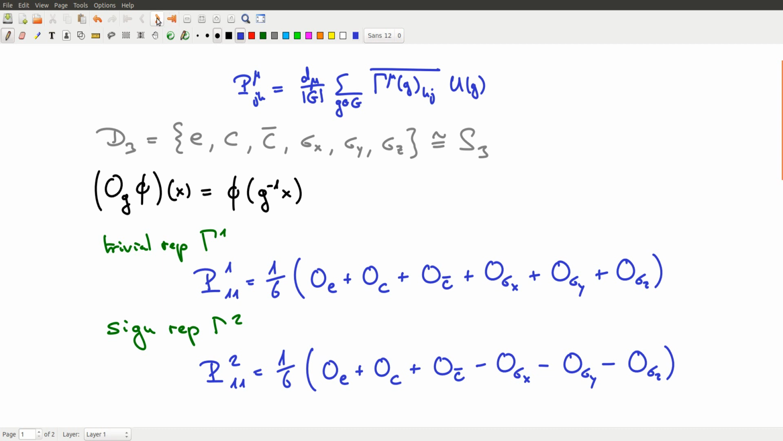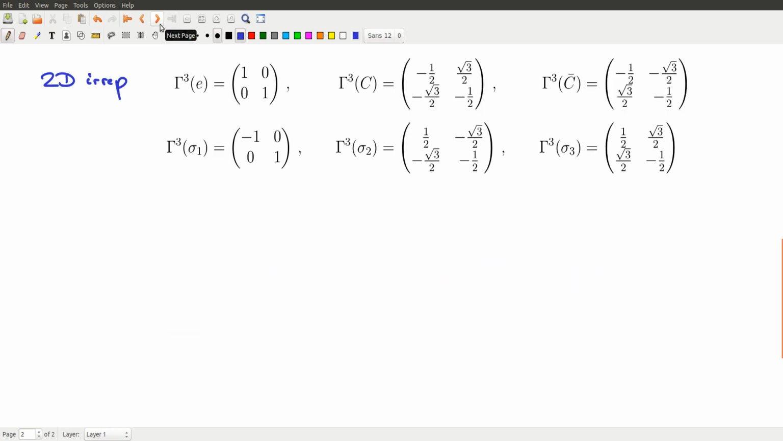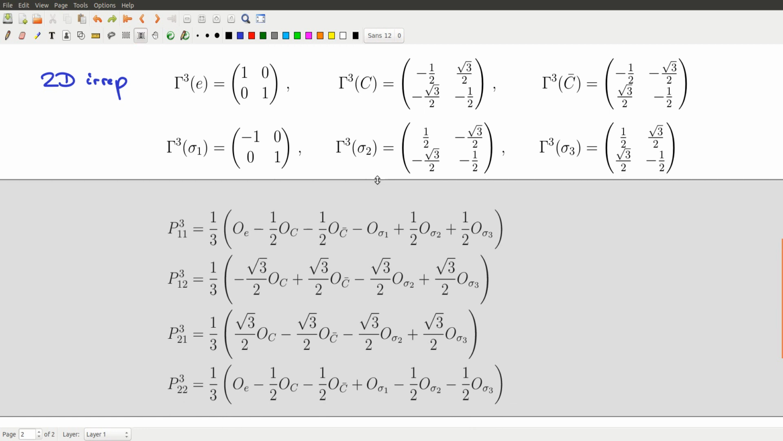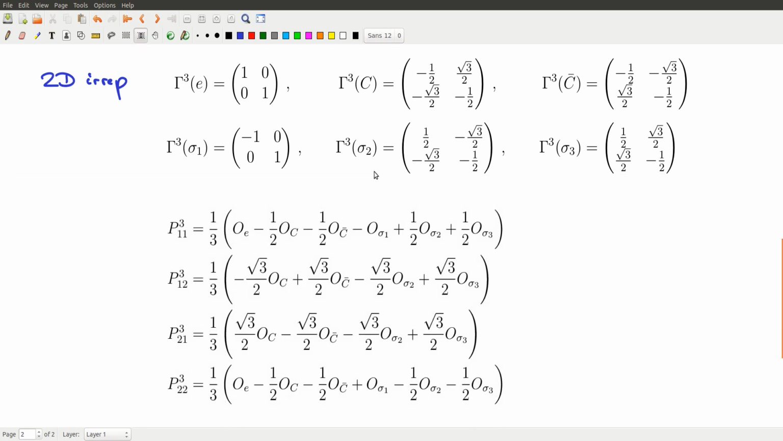Now we also had a two-dimensional irrep. And these are the representation matrices here. So we can use the matrix elements in order to read off the coefficients for these generalized projection operators. And that's what they look like. So we have an upper index 3 here for gamma 3. That's what we call this two-dimensional irrep here.